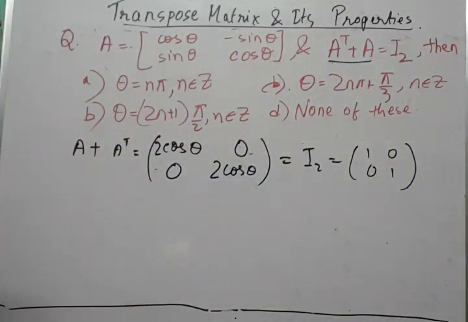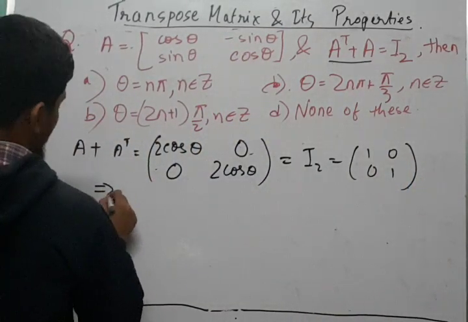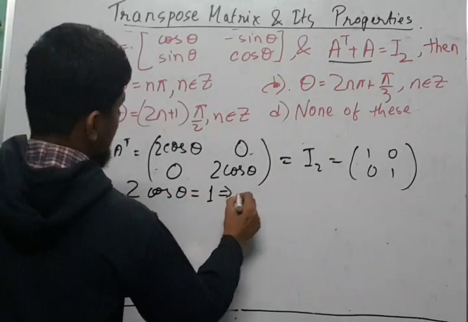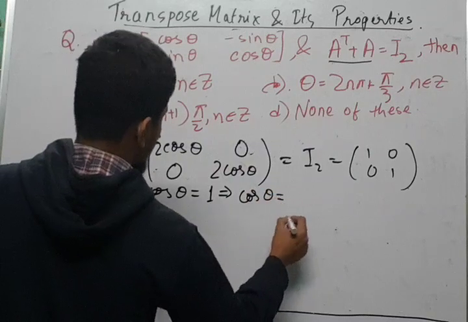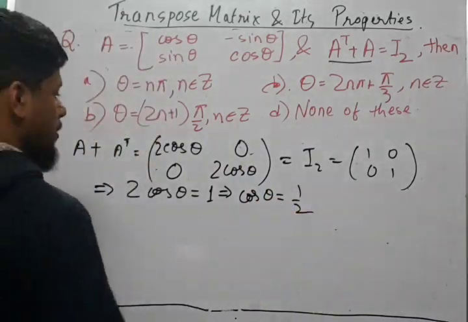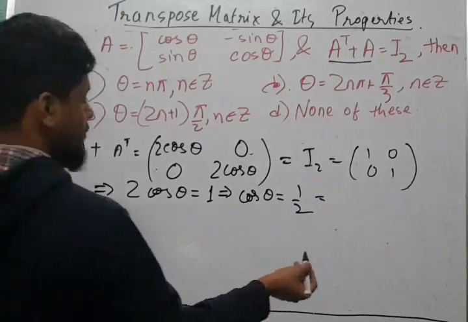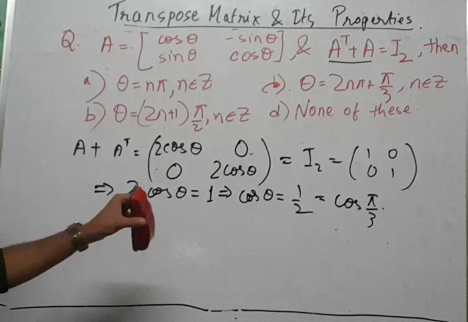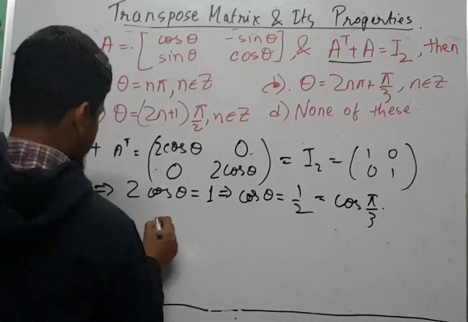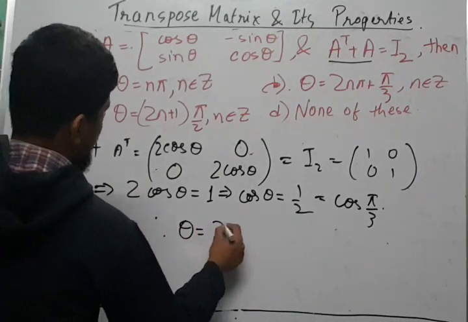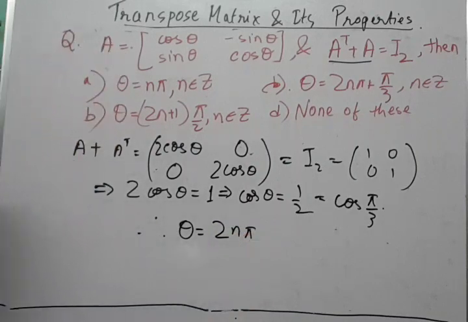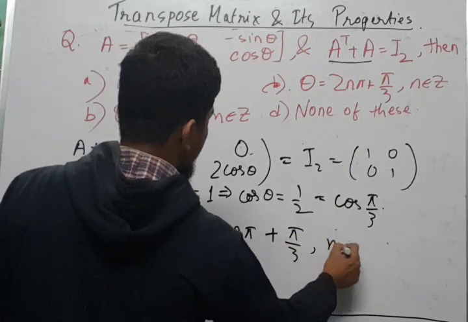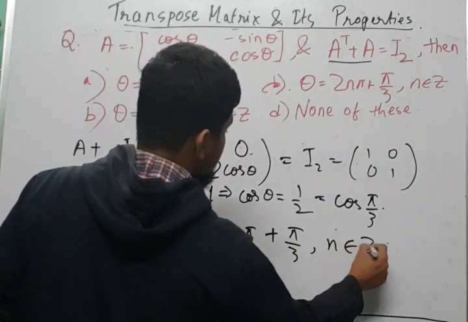Okay, so as you can see over here, we have 2 cos theta equal to 1, or that will imply that cos theta will be equal to 1 by 2, and we know 1 by 2 is nothing but cos 60, which is nothing but cos of pi by 3. So that will imply that in a general way we can write that theta will be equal to twice n pi plus pi by 3, where n belongs to the set of integers.